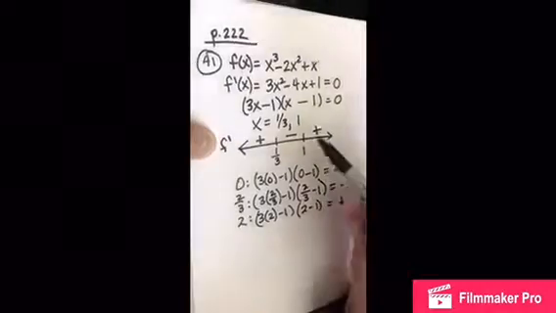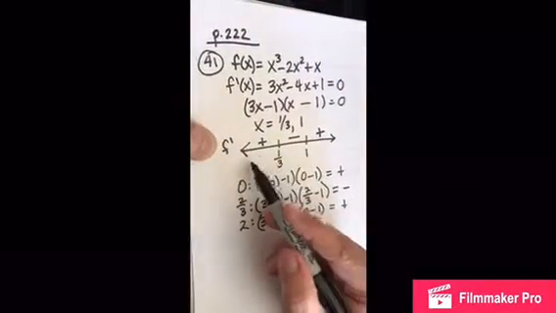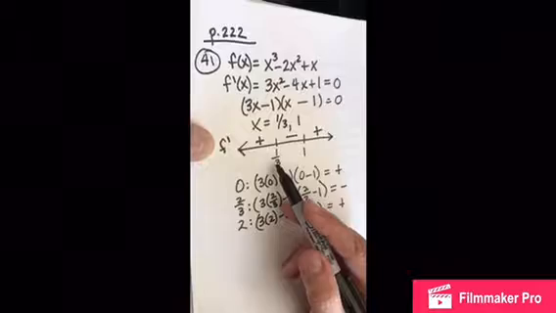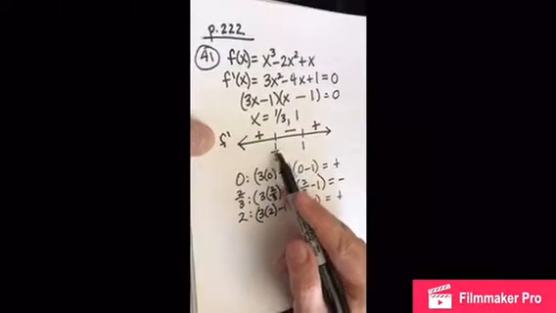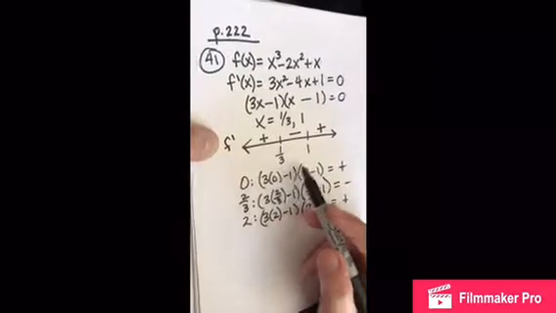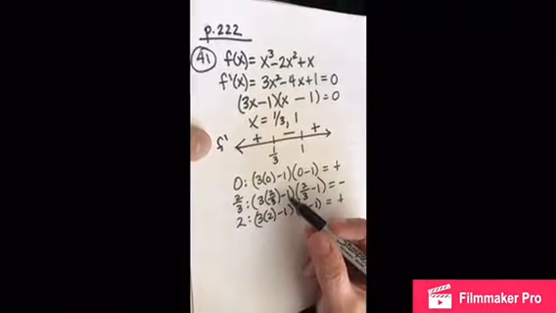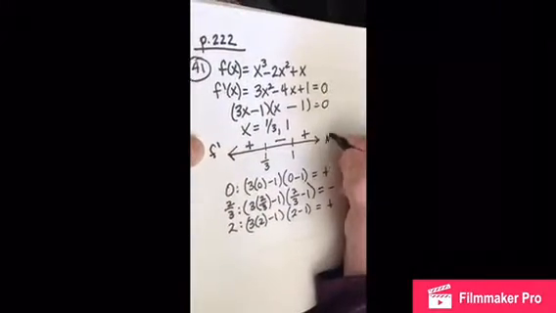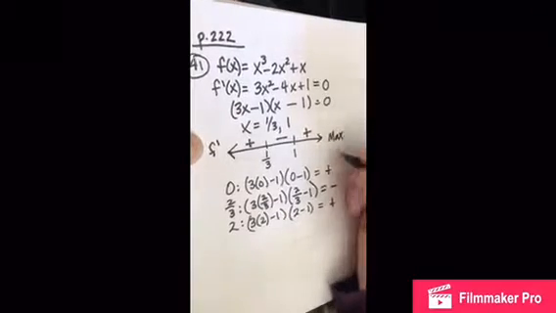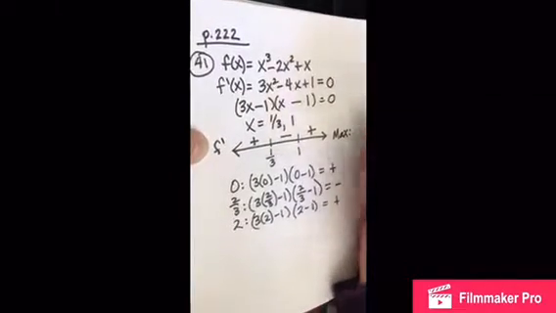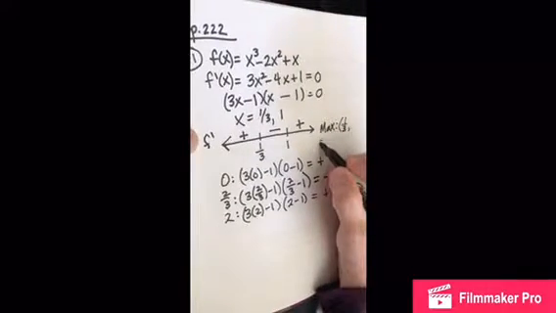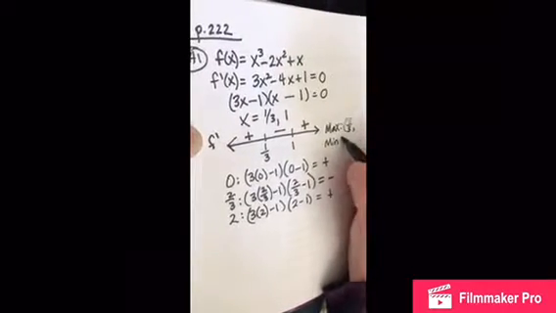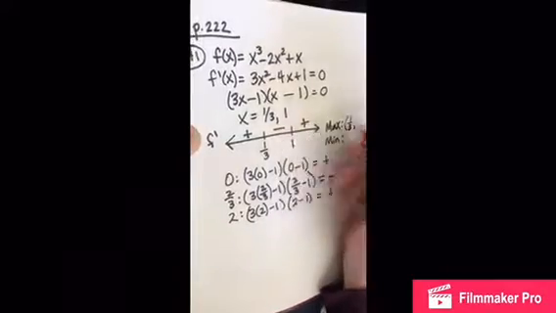So according to this, you would have increasing from -infinity to 1/3 and from 1 to infinity, and decreasing from 1/3 to 1. They ask us for the maximum and minimum. So the maximum would be where the first derivative changes from positive to negative, or at 1/3. And our minimum would be at 1, where it goes from negative to positive.